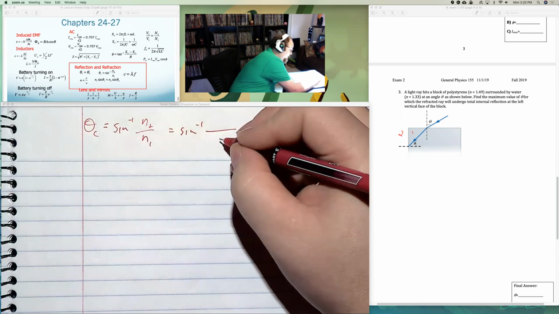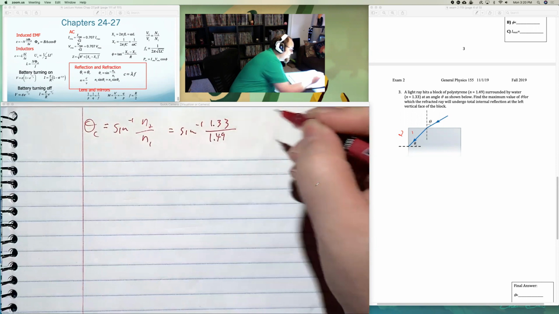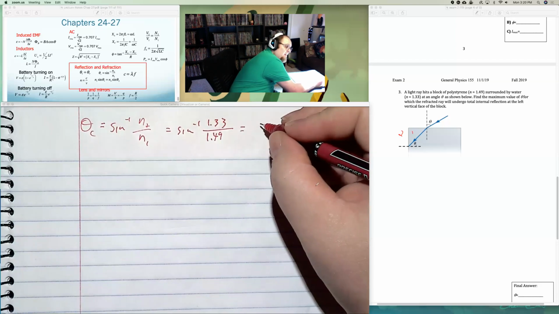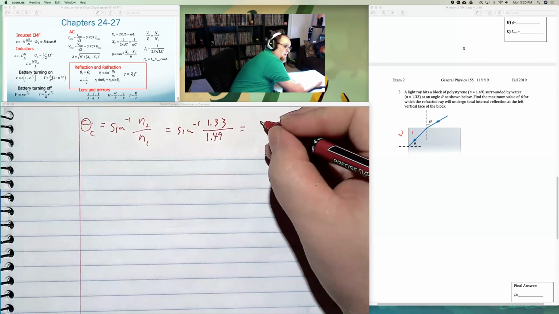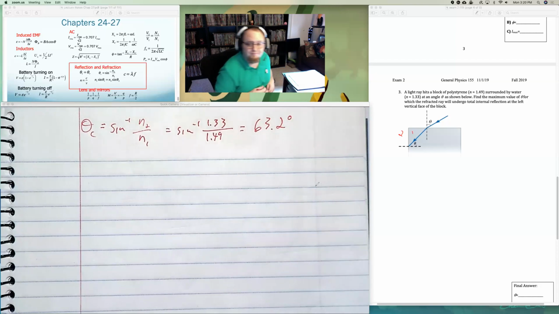of value 1.49. N2 is going to be the water. If I try to do it the other way, I'm going to get an impossible to solve number. And because I know it's polystyrene divided by water, I don't know why I'm using a calculator, it's just right in front of me, I can go and find what that angle is. The critical angle for polystyrene to water is just given as 63.2 degrees. And that's theta C. Now I don't want theta C, I wanted theta.